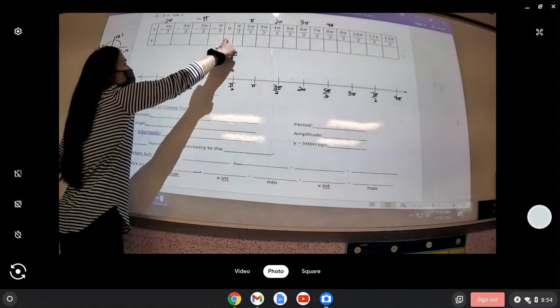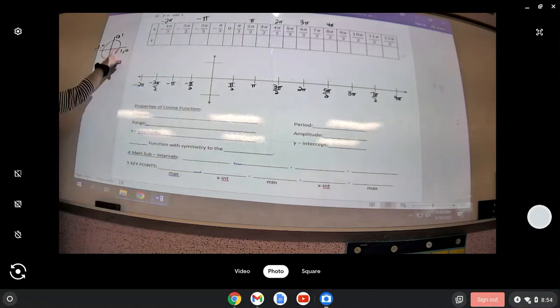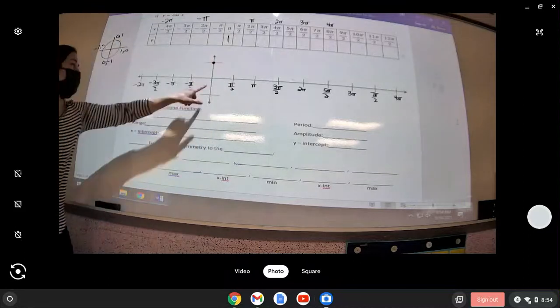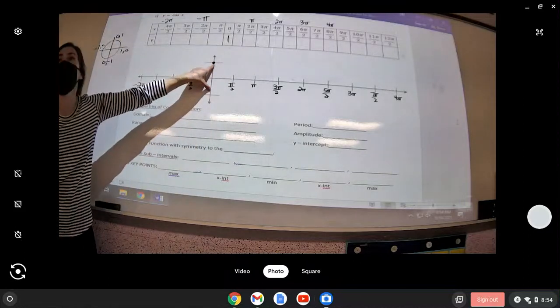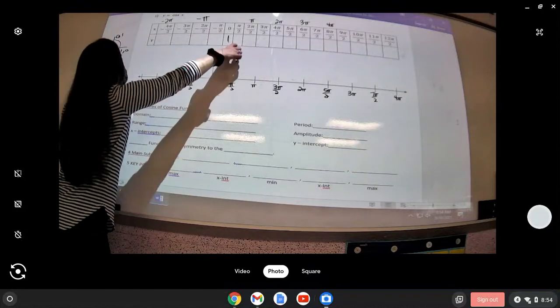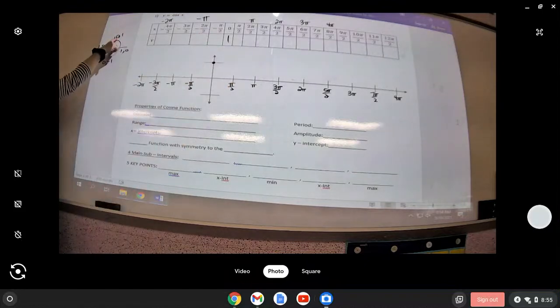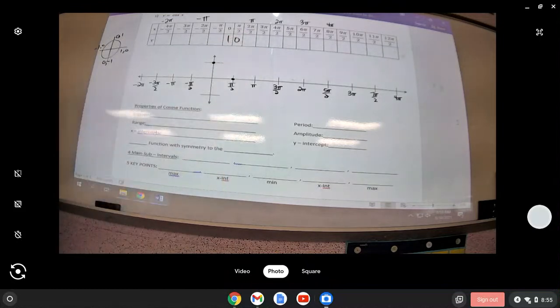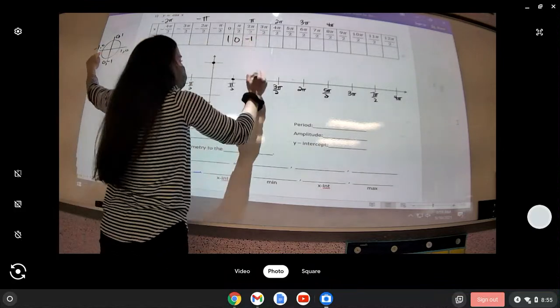0 goes in. The cosine of 0 radians. Guys, at 0 radians, what's the x-coordinate? 1. So the cosine doesn't start at 0. It starts at a y-coordinate of 1. It starts up high. All right, then we go to pi over 2. The cosine of pi over 2, the x-coordinate is 0. All right, then we go to pi. The cosine of pi, the x-coordinate is negative 1.